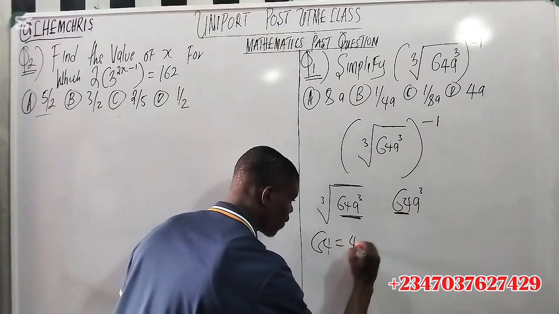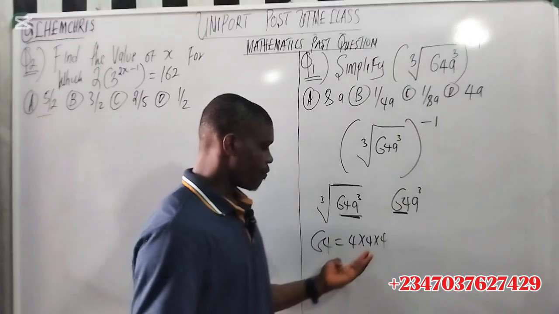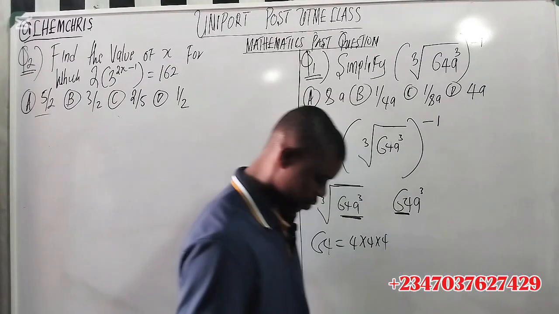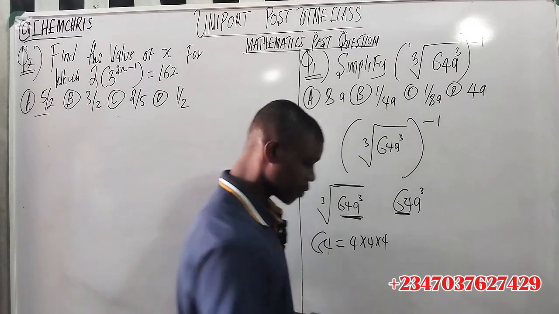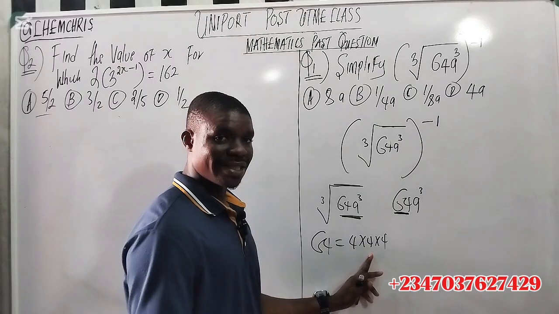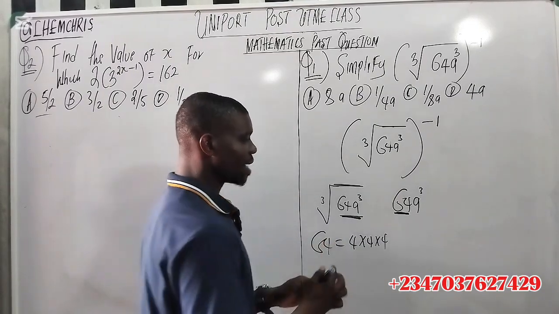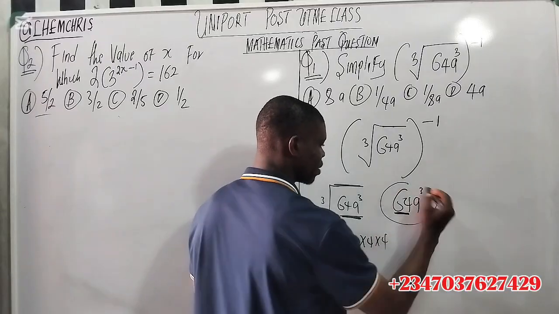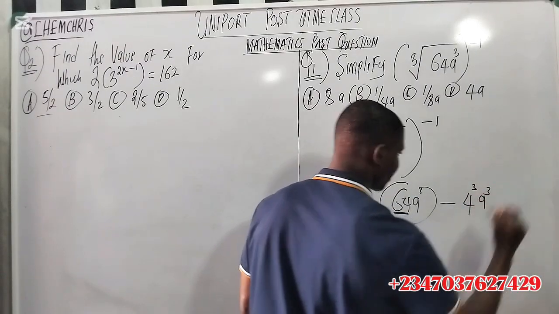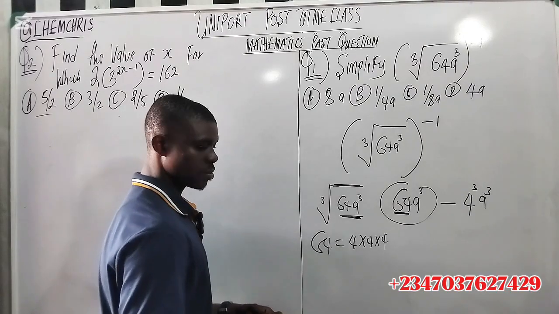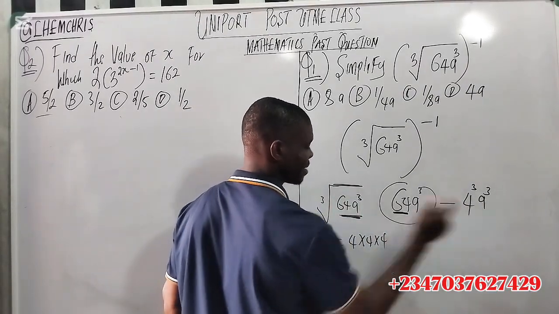And we know that 64 is equal to 4 times 4 times 4. 4 times 4 is 16, and 16 times 4 is 64. It means that I can rewrite this as 4 raised to power 3 times a raised to power 3. I hope you understand. So 64a raised to power 3 can also be written as this.